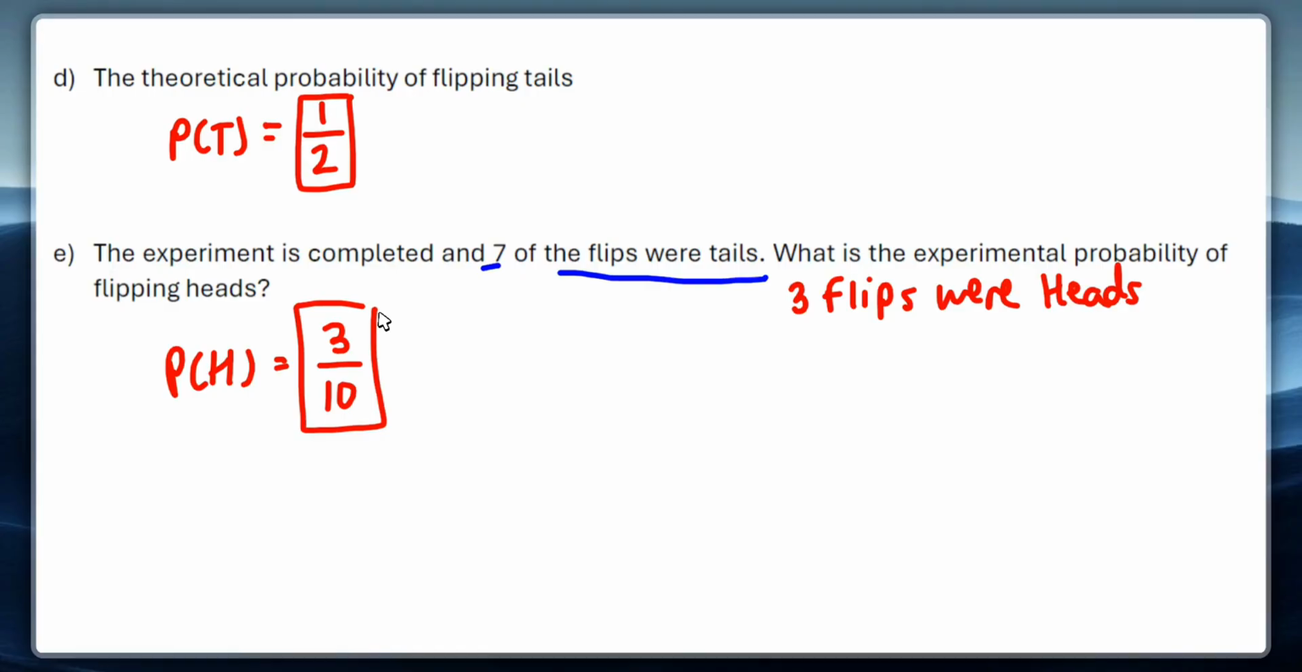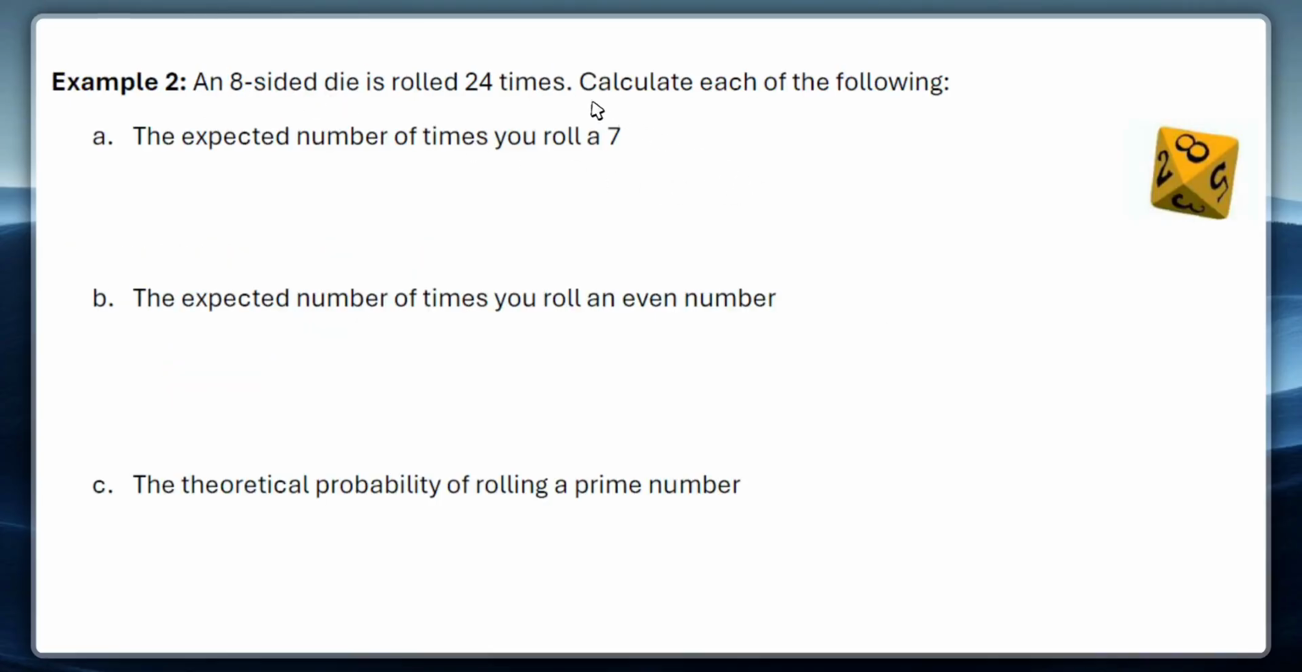Okay, and so that in a nutshell is the difference between theoretical versus experimental. Just to summarize again, theoretical is what should happen. Experimental is what actually happens. So we'll do one more example here. We'll look at example number 2. It says an 8-sided die is rolled 24 times. Calculate each of the following.